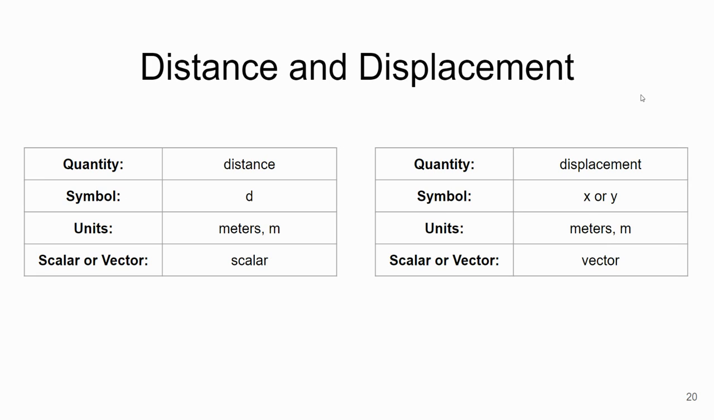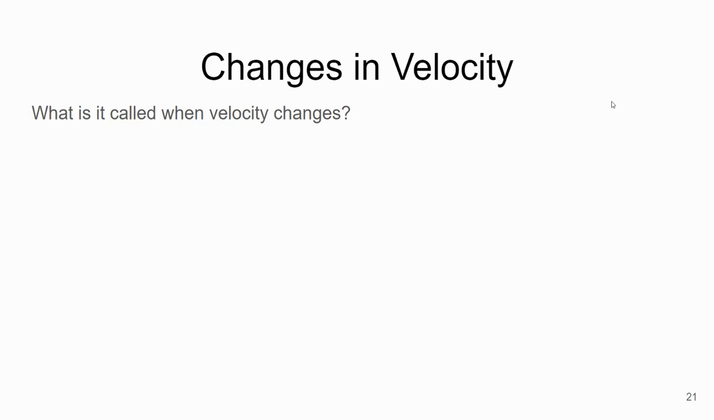So here is the slide comparing these things. Sometimes, not always, but sometimes D for distance, which comes in units of meters, and distance is a scalar. And for displacement, use X or Y. X if it's horizontal, Y if it's vertical. The units are also meters, and displacement is a vector. So displacement is the vector version of distance. Or you could say distance is the scalar version of displacement. So these ideas are related, but they're not exactly the same thing.